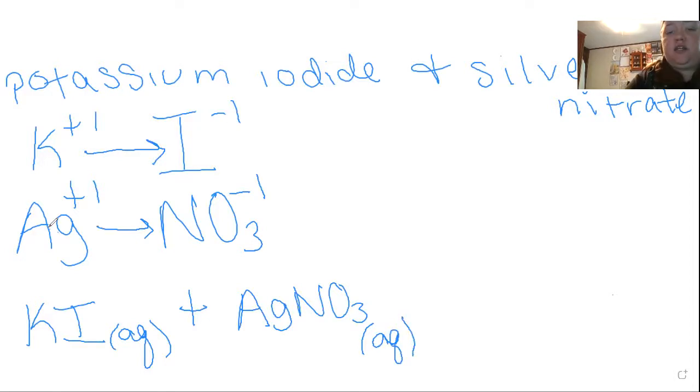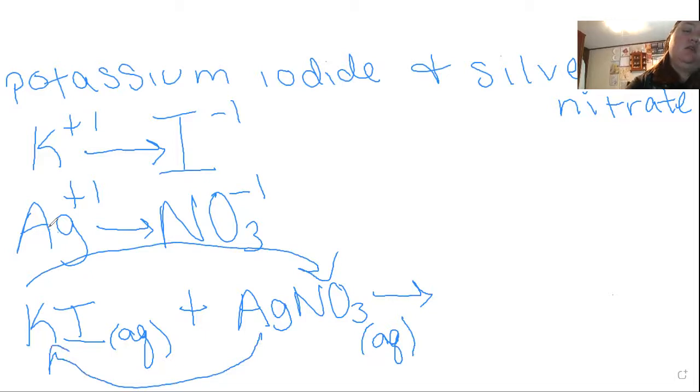Now, to predict the products, using this foursquare, it's really easy. You notice that in the first video, they said the inner parts of the reaction go together and the outer parts go together. That's true. But what happens is that your cations switch partners. So what you're going to do is this potassium is going to go with the NO3, and this silver is going to go with the iodine.